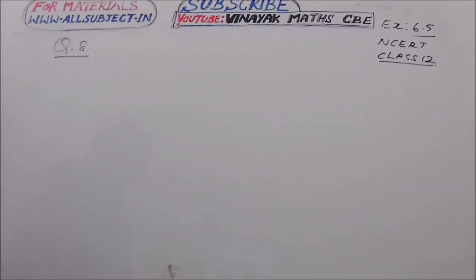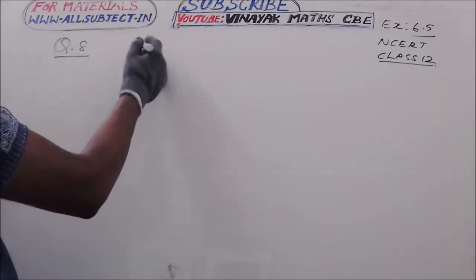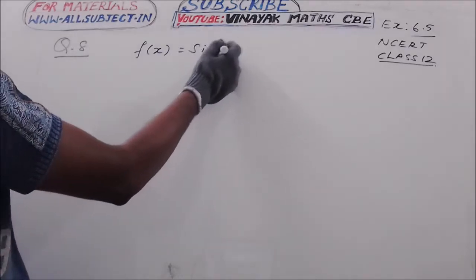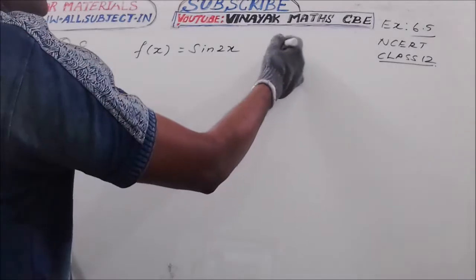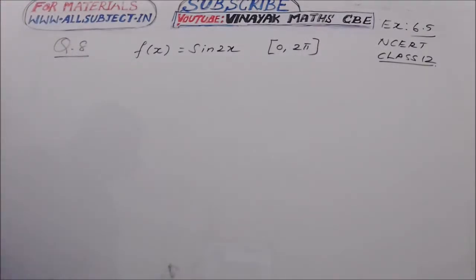At what points in the closed interval 0 to 2 pi does the function sin 2x attain its maximum value? Given the curve f of x is equal to sin 2x, defined in the interval 0 to 2 pi. This is the given function in the interval 0 to 2 pi.